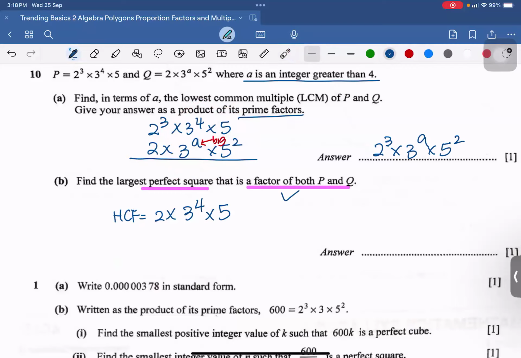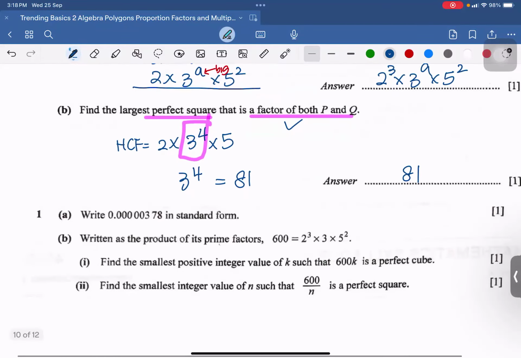The second condition, they want the perfect square. Which one is the perfect square? 3 to the power of 4. So the answer for this one will be 3 to the power of 4. But they want a number, so 81. Correct, 81. Okay, so this type of question is very commonly tested now. So make sure you know.